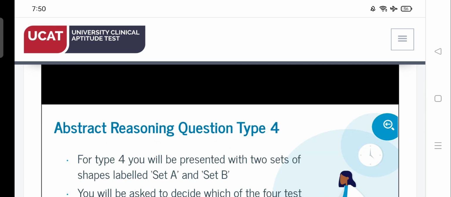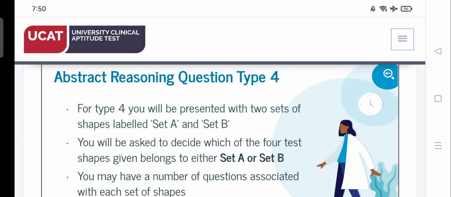Every rule is different for every question, but you can remind it in your mind, you can memorize it, you can use it in many of these questions. Now we have type 4. For type 4, you will be presented with 2 sets of shapes labeled set A and set B. So it's again like type 1, in which only 2 sets of shapes were given, set A and set B.